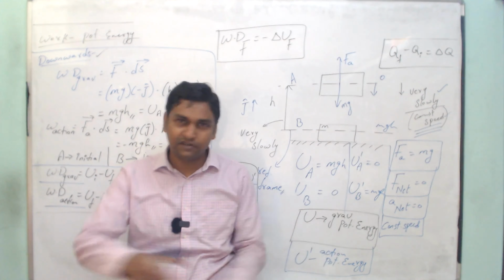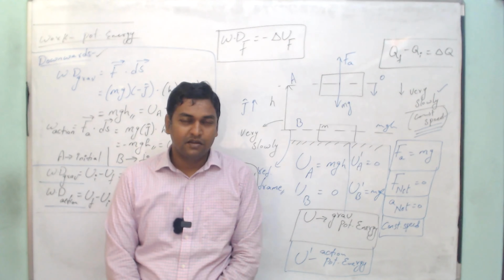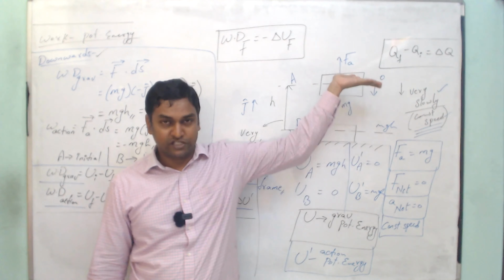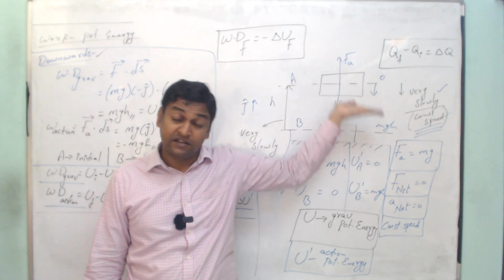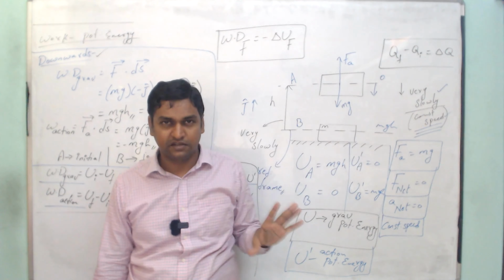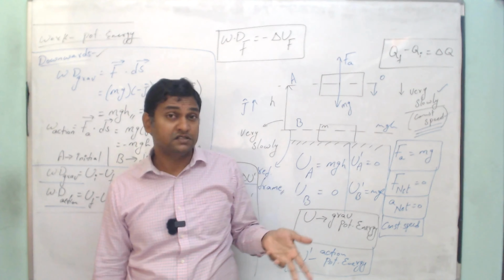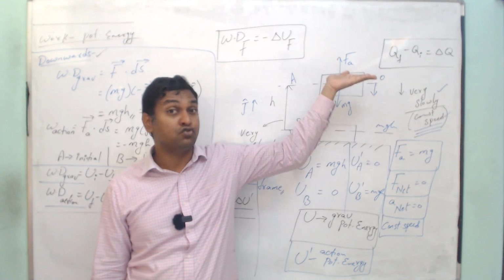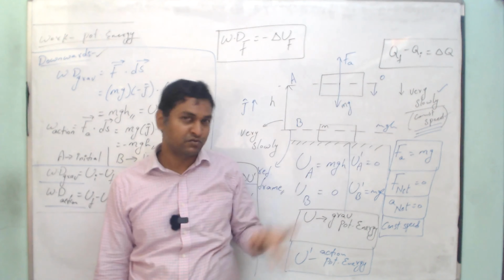Let us look at it in a reverse way. The gravitational force is decreasing the gravitational potential energy. That means gravitational force is not increasing the gravitational potential energy.